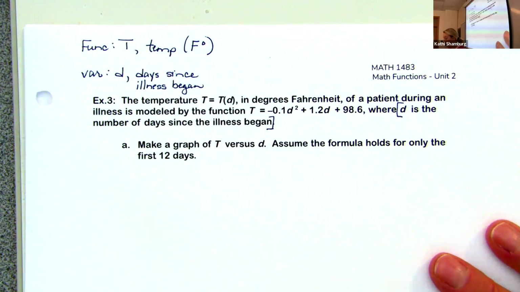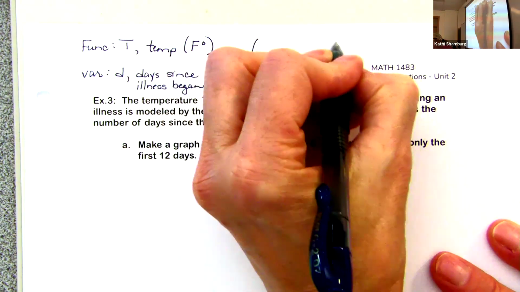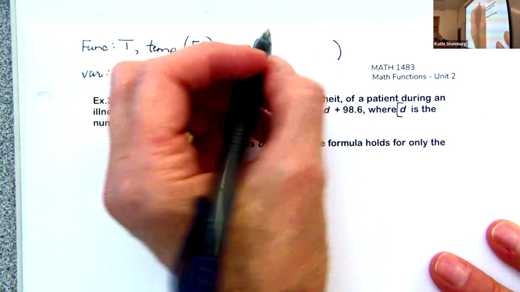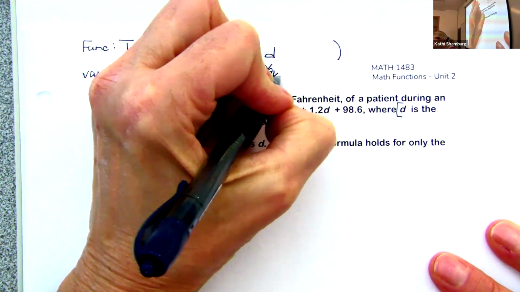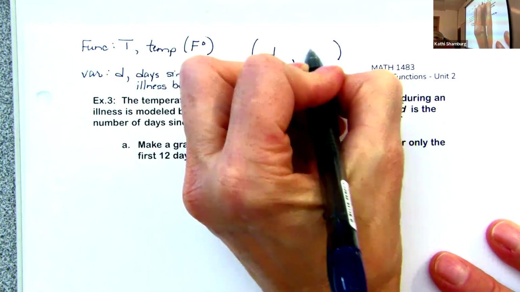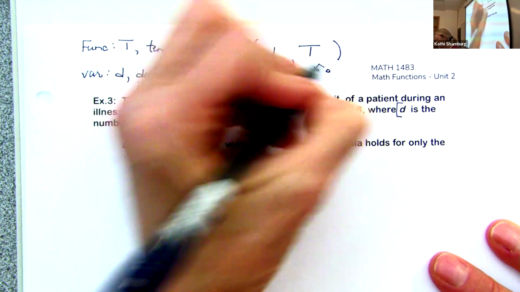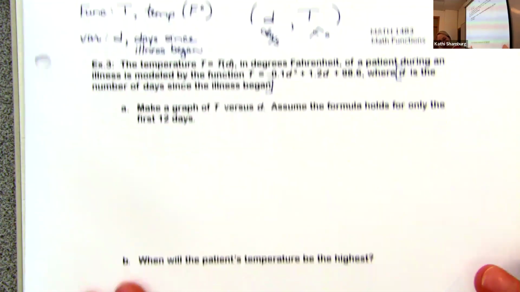All right, so again, before I do anything else, I'm going to go ahead and write my ordered pair. And I know the first one is always your variable. So that is D, which is days since illness began. And my function is T, which is going to be Fahrenheit degrees. That's your temperature. Okay. All right. So first thing it asks me to do is make a graph.